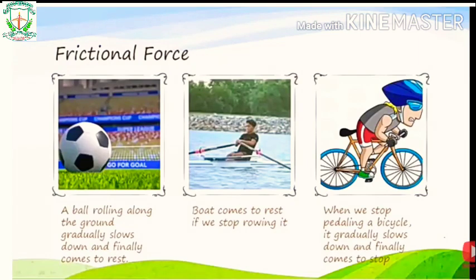In this picture, we can see a ball rolling along the ground, gradually slowing down and finally coming to rest. When we stop pedaling a cycle, it gradually slows down and finally comes to a stop. Similarly, a boat comes to rest if we stop rowing it.